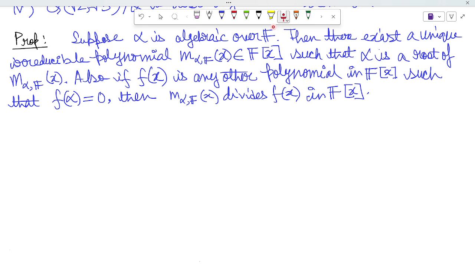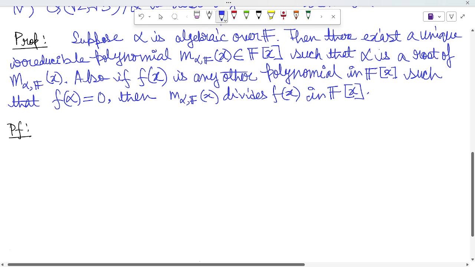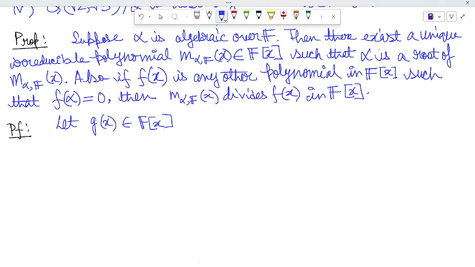So let me prove it. First we need to show the existence of a polynomial. Let g(x) belong to F[x].